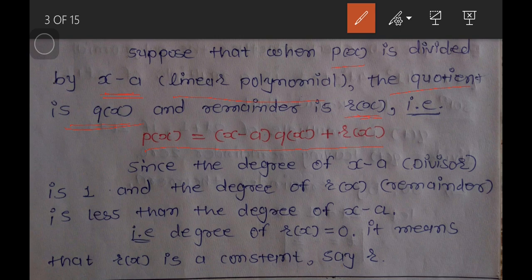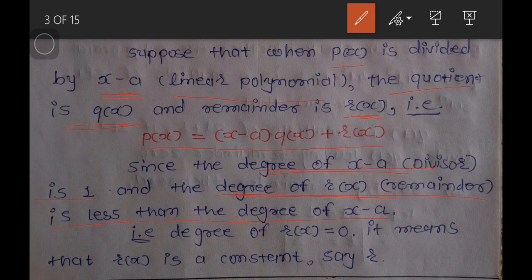Now here we know that the degree of x minus a, that is the divisor, is 1. The degree of the divisor is 1. Then the degree of the remainder is less than the degree of x minus a, as we know that we continue our process until the degree of the remainder is less than the degree of the divisor.